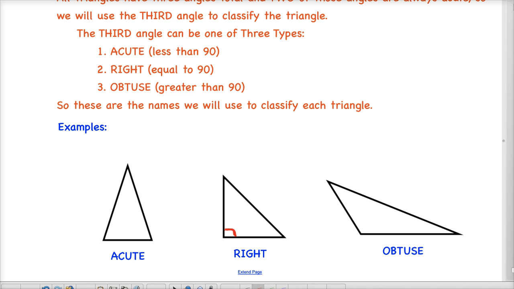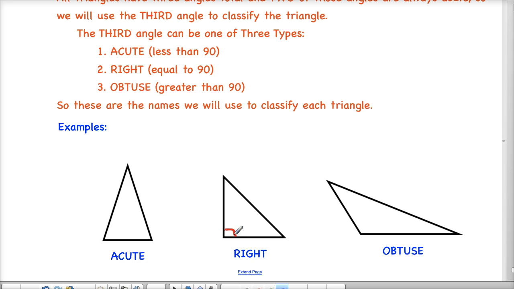If we want to look at these, we'll notice that with this triangle here, all three of these angles are acute, which means they are less than 90. Maybe a couple of them here look like they might be congruent. That's okay, and we'll talk about that a little bit later. But for now, just look at all three angles and check if all three are acute, then the triangle itself would be an acute triangle.